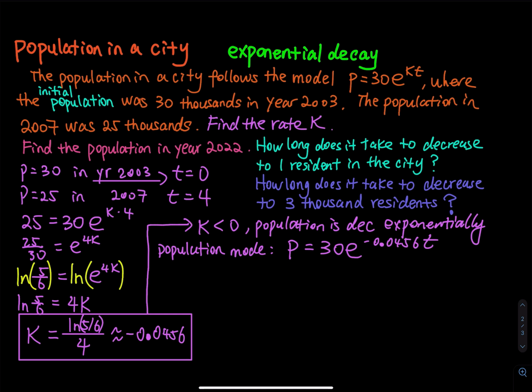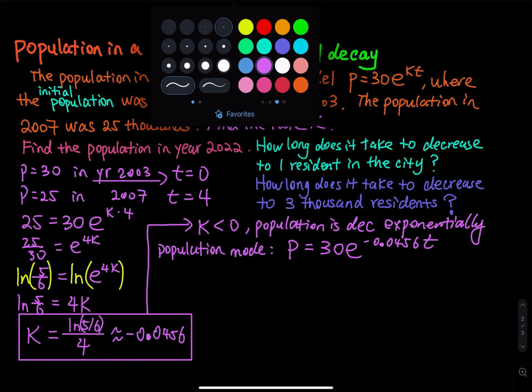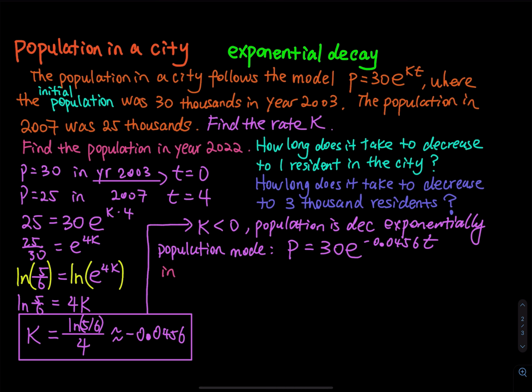Now I can start answering the question. They want me to find the population in the year 2022. So I'm going to match the color. So in 2022, what is t? I should take a step back.